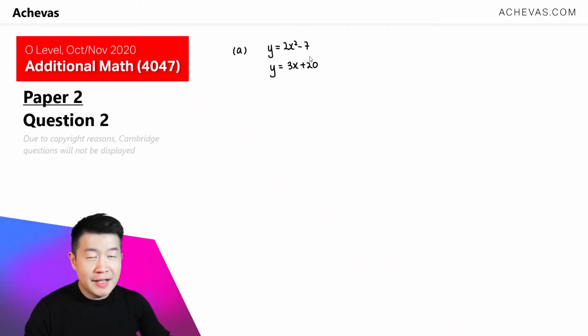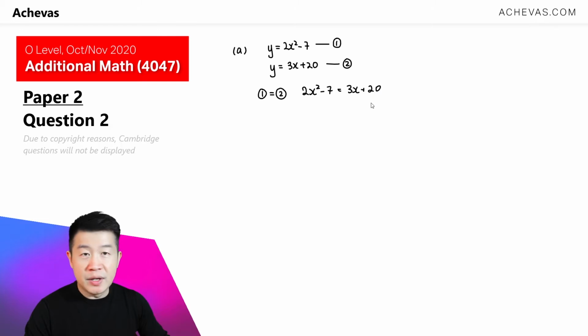We're supposed to solve this as a pair of simultaneous equations. So I'm going to let this be equation 1, and I'm going to let this be equation 2. So if I were to let equation number 1 be equal to equation number 2, the y will be happening simultaneously, which means that 2x squared minus 7 will be equal to 3x plus 20.